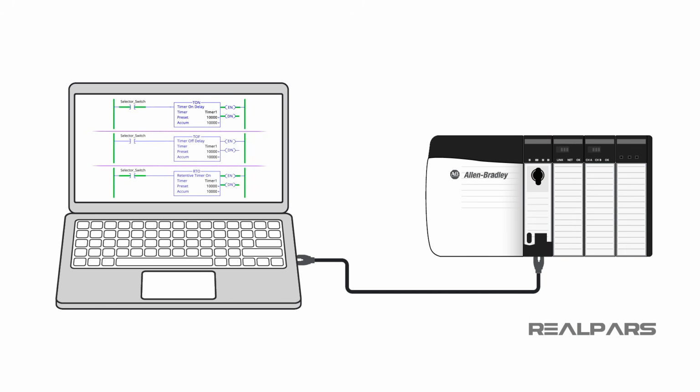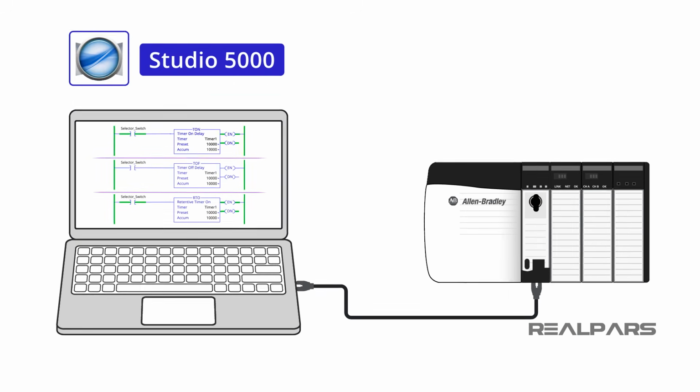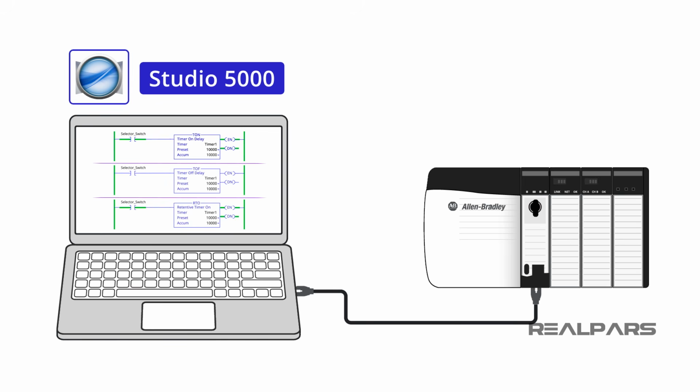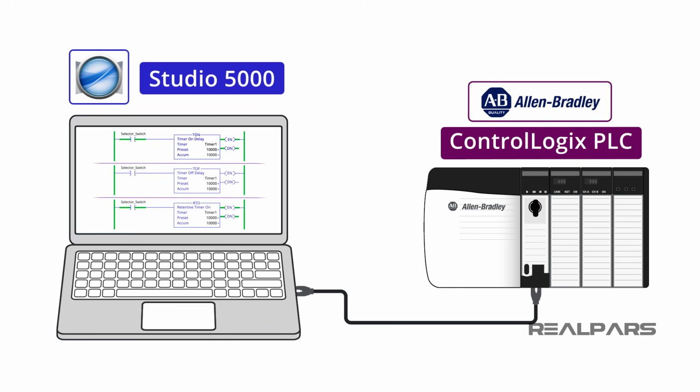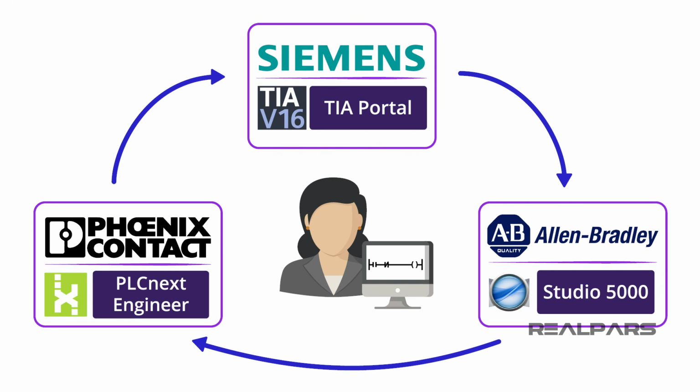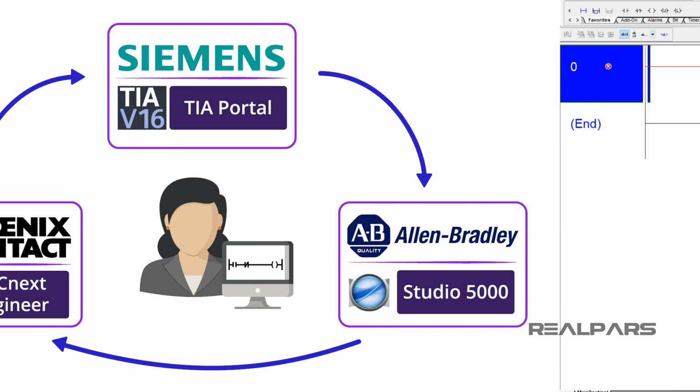For my PLC timer examples, I will be using Studio 5000, which is the PLC programming software for Allen Bradley ControlLogix PLCs. But the things you will learn here in these examples can be applied to any other PLC software, because the overall timer functions are pretty much the same for any other PLC brand.